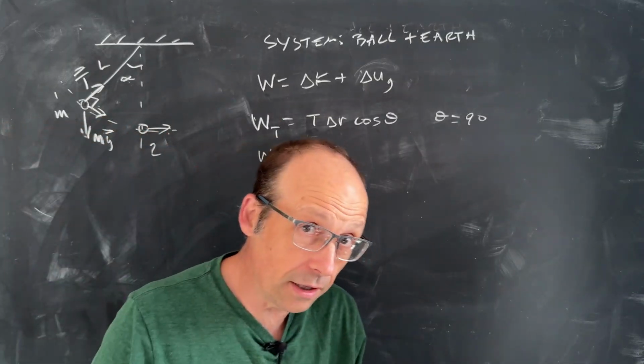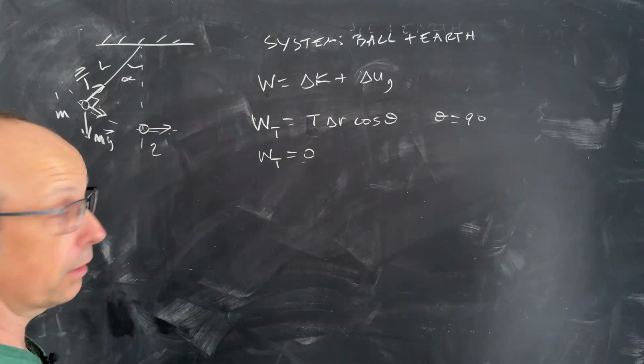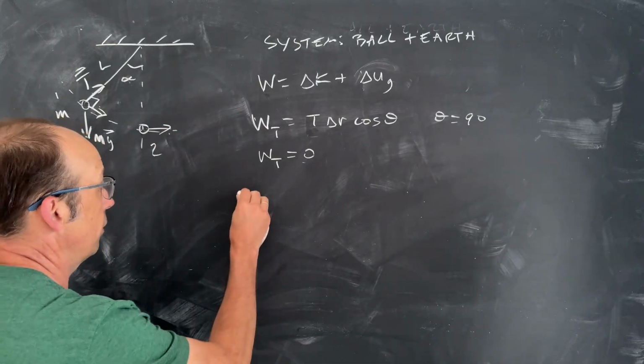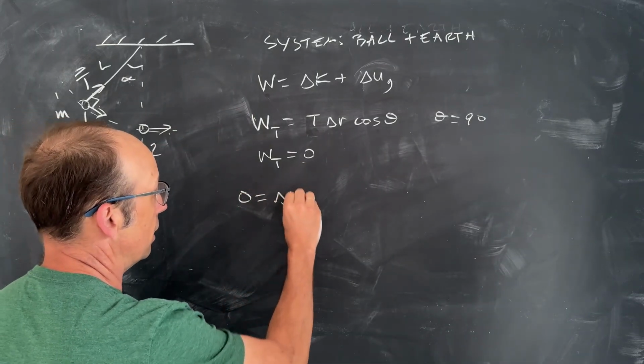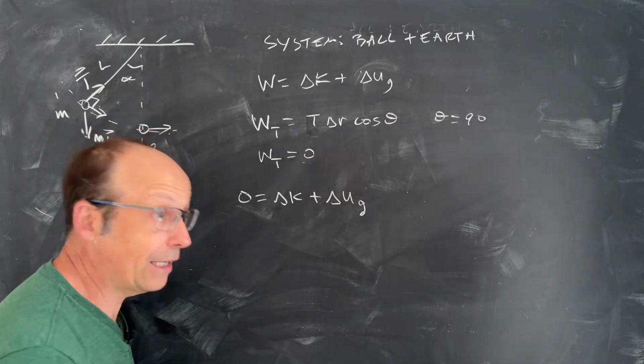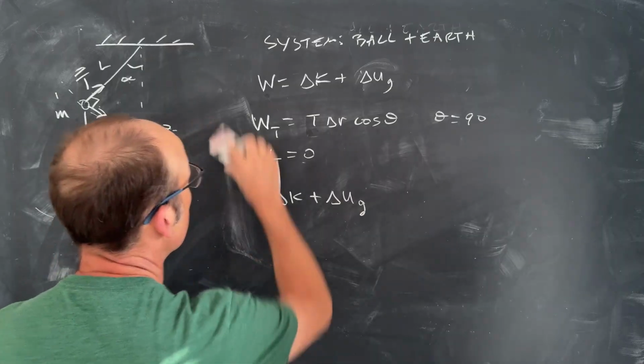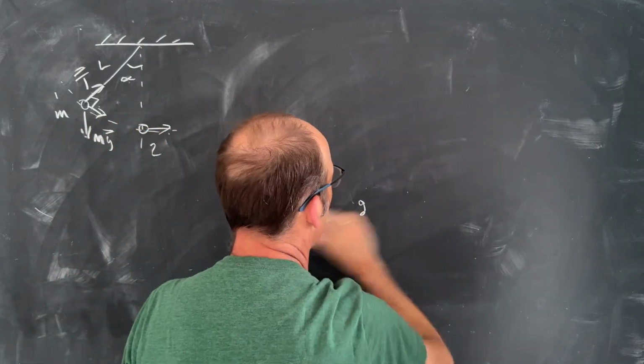So by choosing the Earth and the ball as my system, I have no work done on it. So overall, I have this: 0 is the change in kinetic energy plus the change in gravitational potential energy. And I can do that problem. So let's do it. Okay. So we have the system of the ball and the Earth. The work is 0.